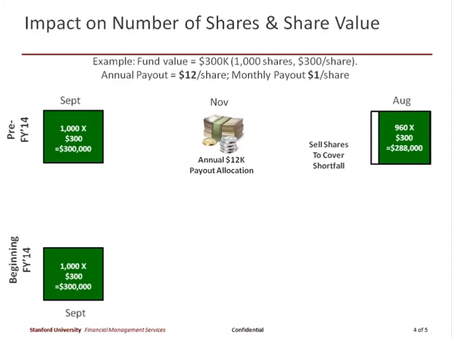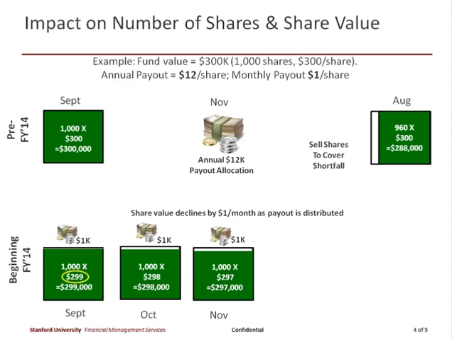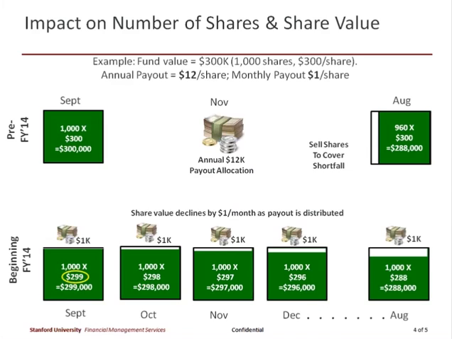With the new method, the first monthly payout of $1,000 is made in September, and it results in a per share value decline of $1. Each month, the share value decreases by $1 per share to fund payout, and the fund's principal decreases by $1,000. By the end of the fiscal year, the value of the fund's principal is the same as in the pre-FY14 scenario, $288,000. In the new method, the number of shares remains constant, but the share value decreases.